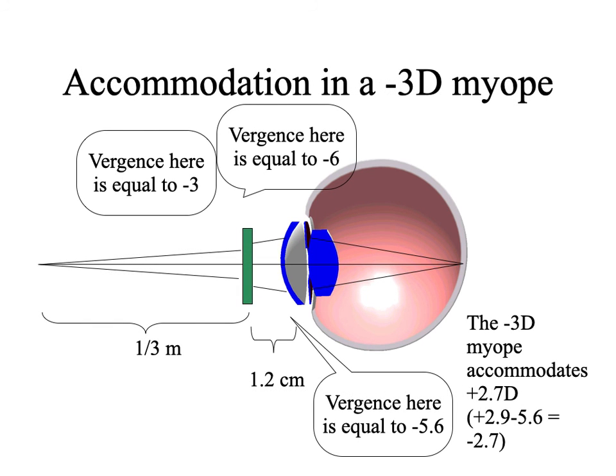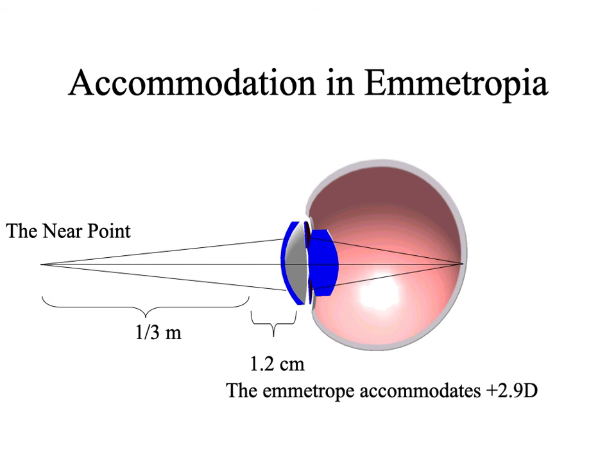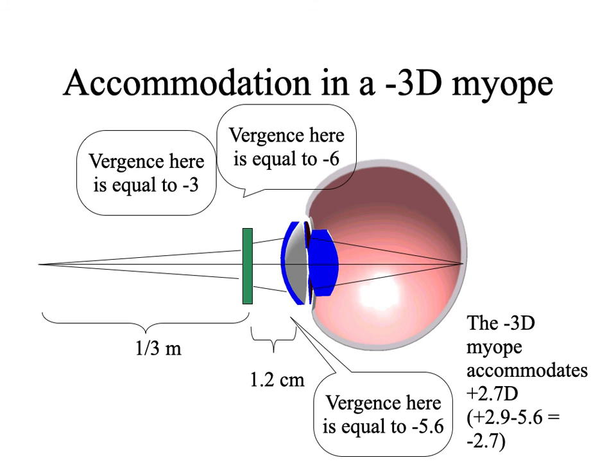So what of the myope? This is a -3 myope who's also looking at an object that is 1/3 of a meter from the spectacle plane. Just like the emmetropic patient, we put our object at 1/3 of a meter from the spectacle plane, even though the patient's not wearing spectacles. That's why it's 1/3 of a meter plus 1.2 centimeters. Here, the object that the patient wants to see is in the same place. It is 1/3 of a meter from the spectacles.